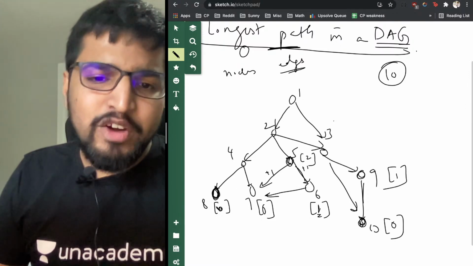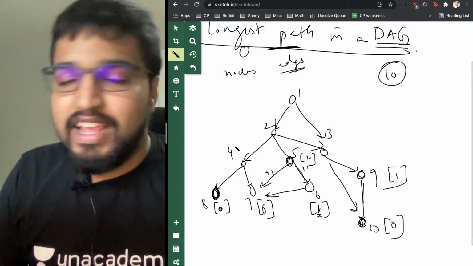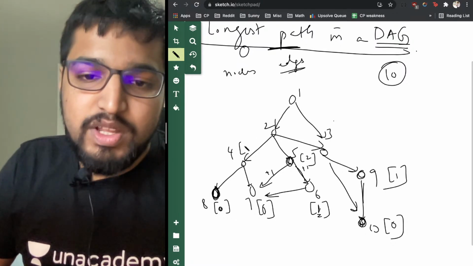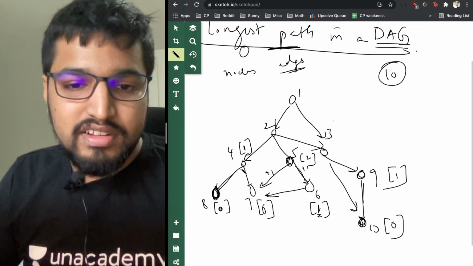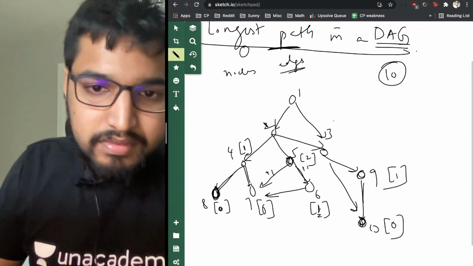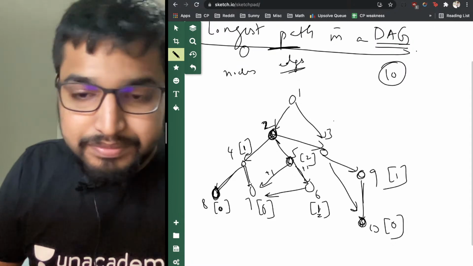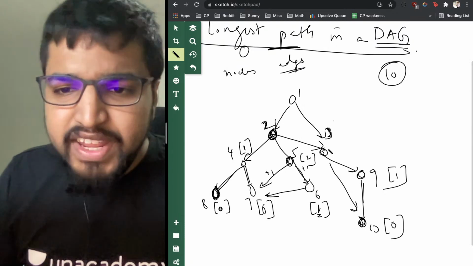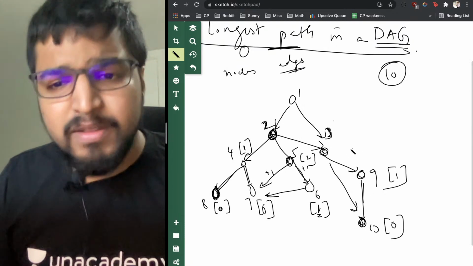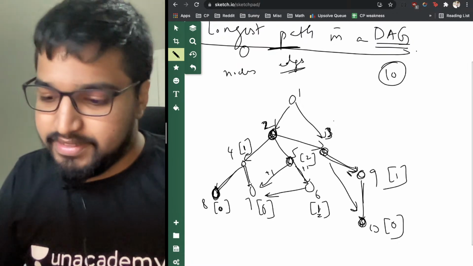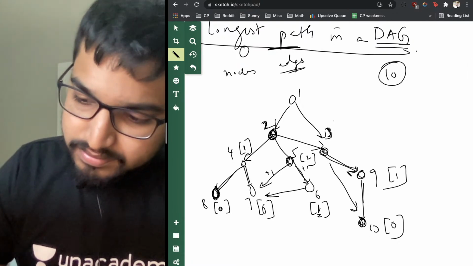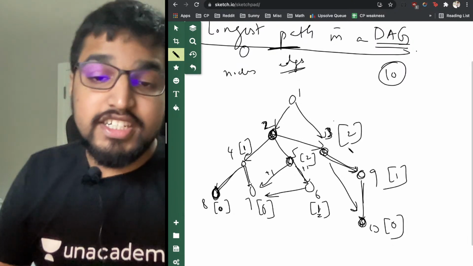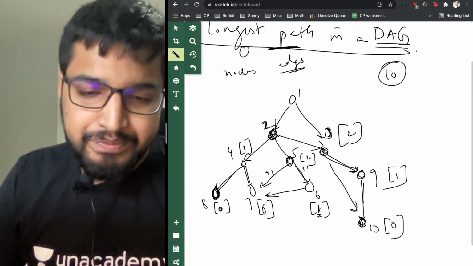Now 4. 4 can go to 7 or 8. There are two paths, but the length is basically unique, right? So it's 1. Now let's look at 3. 3 can go to 9 or it can go to 10 directly. But the longer path would be if you go to 9, isn't it? So 3 would be 1 plus 1. It's basically 2.